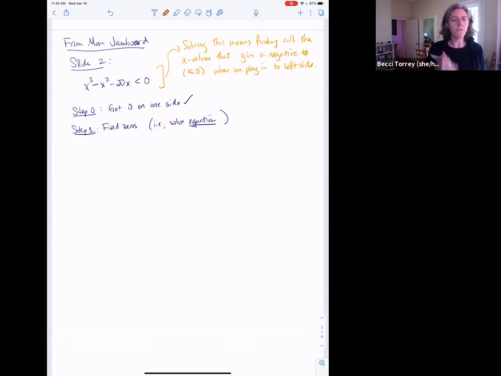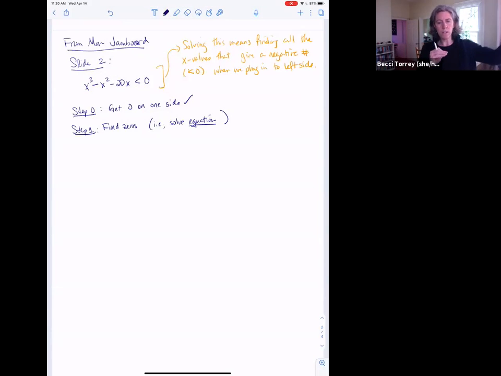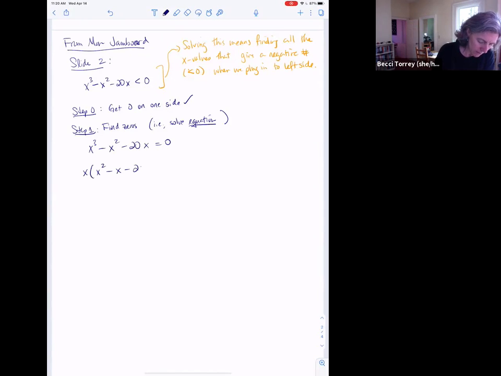And in order to solve it, the first step is to solve the corresponding equation, because the places where it's equal to 0 are places where it can switch from being positive to negative or negative to positive. So we're going to solve the equation x cubed minus x squared minus 20x is equal to 0. And in order to do this, well, you might have to use the quadratic formula, but hopefully we can just factor it. So we'll pull out a common factor of x. We have x times x squared minus x minus 20 equals 0. We have x times x minus 5, x plus 4 equals 0.